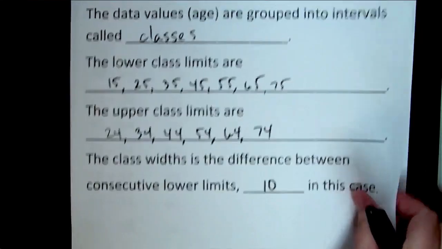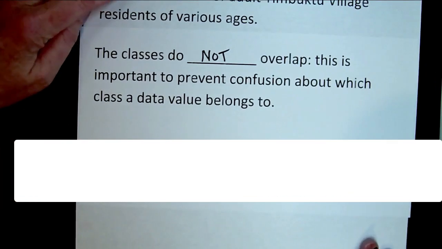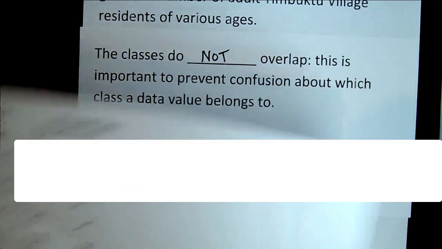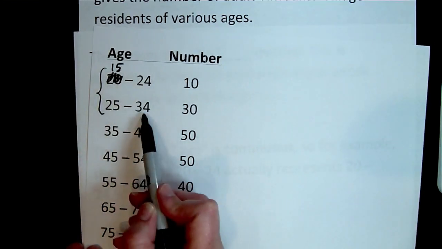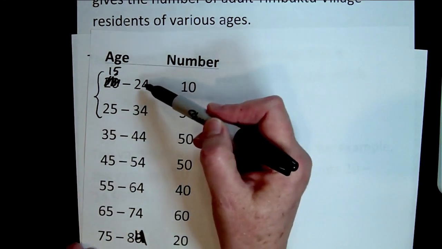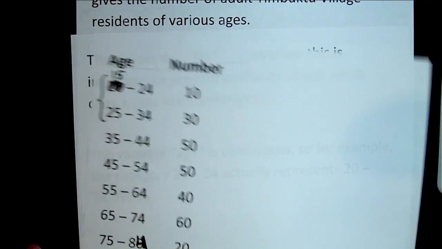Now, let's talk a little bit more about what's going on there. The classes do not overlap, and that's really important because you don't want confusion about which class a particular data value belongs to. So we're not going to say 15 to 25 and then 25 to 34, because then it would not be clear which class 25 belongs to. And then we can make a histogram for this frequency distribution.